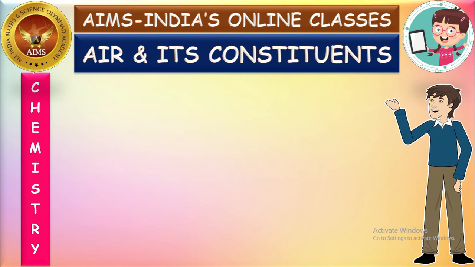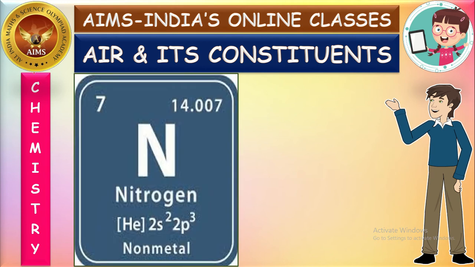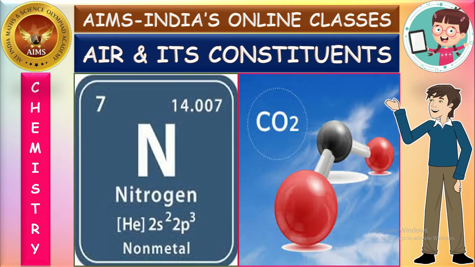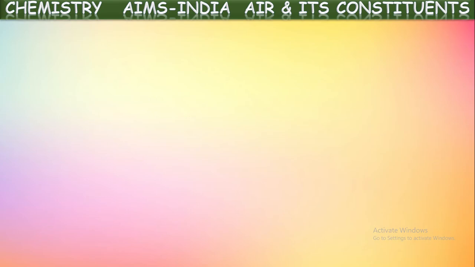So now in this session we are going to discuss nitrogen and carbon dioxide. These are also components of air, present in considerable amounts in the atmospheric air. Now let us see about these constituents. Okay, first let us see about nitrogen.